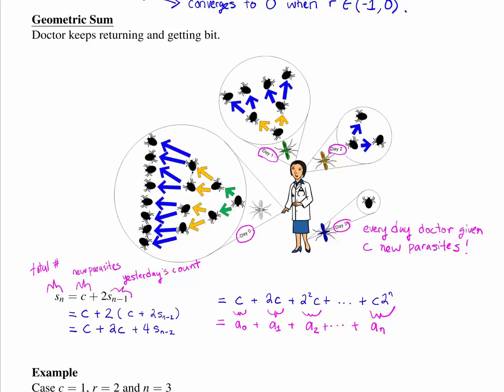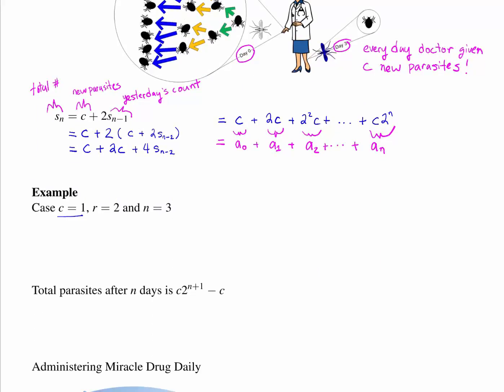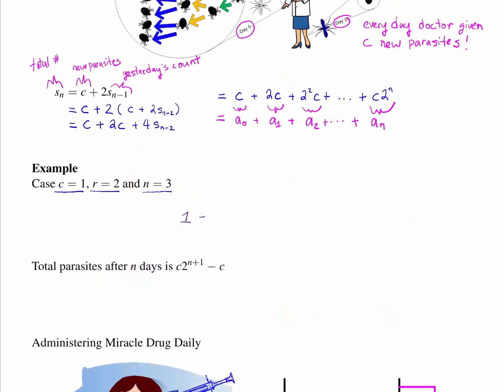What is the value of Sn? In other words, how many parasites does she have in her body after day n? Well, let's be optimistic and take the case where c is equal to 1 and recall that r is 2. And let's take the case where n is 3, so we're considering after 3 days. Well, we have the 1 that was newly introduced on day 3, and then we have 2 that came from the bite on day 2, and then we have 4 that came from the bite on day 1, and then we have 8 that came from the bite on day 0. So if we add them all up, we will find, and we've numbered them here, that there are 15.